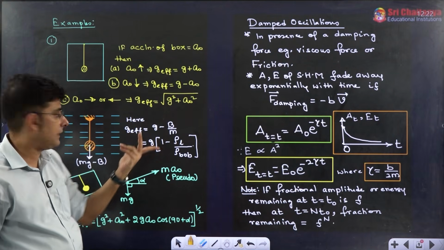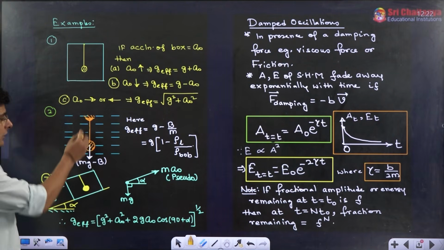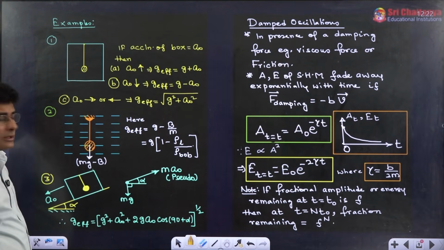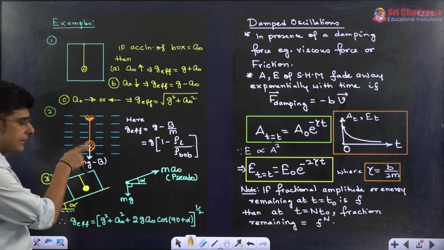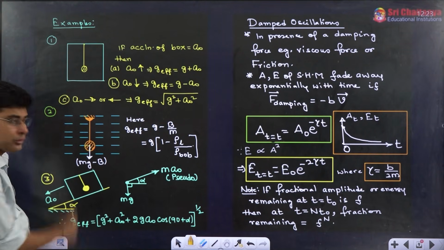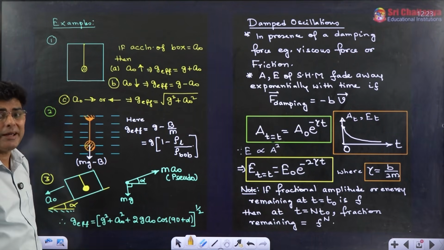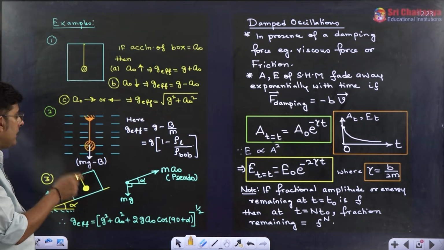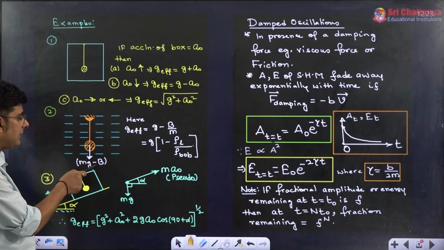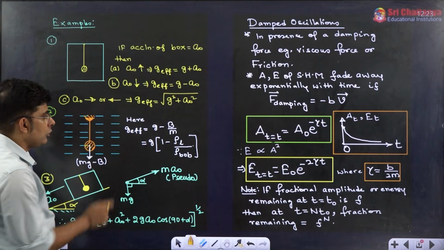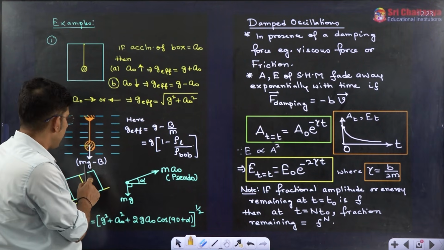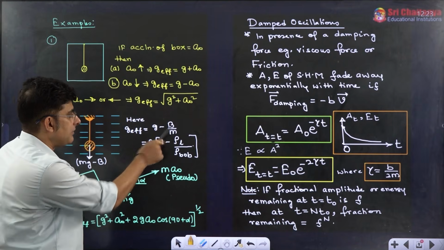Suppose you dip this pendulum inside water or any liquid and it is performing SHM. Now in this case you have an extra force B, the buoyant force. So in place of mg, you now have mg minus B, because buoyant force acts up. We are assuming that the density of the liquid is less than the density of the bob. So g effective will be nothing but mg minus B by mass, meaning g minus B by m.